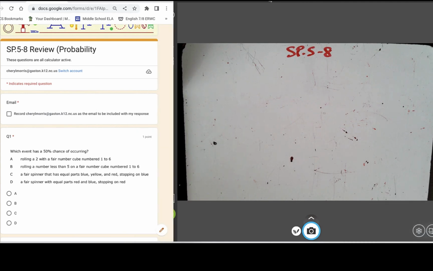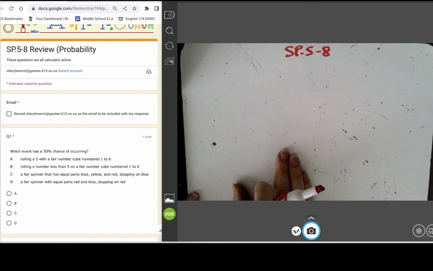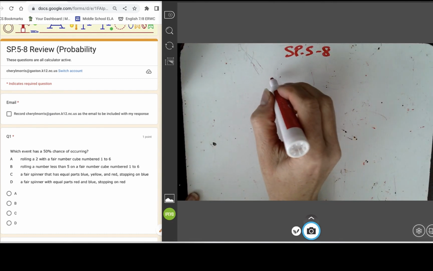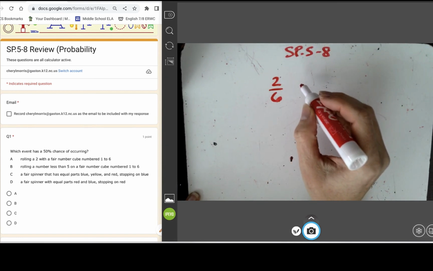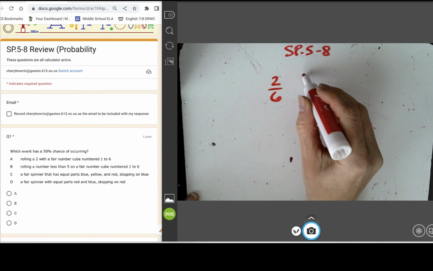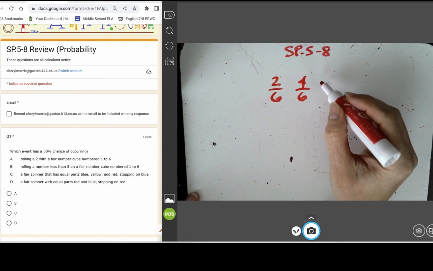So let's take a look at SP 5 through 8 review. Number 1, which event has a 50% chance? Rolling a 2 on a fair number cube from 1 to 6 would give you a 2 and 6. So it's not A. B, rolling a number less than 5. So that's 4 out of 6. That's also not 50%. That's 2/3.